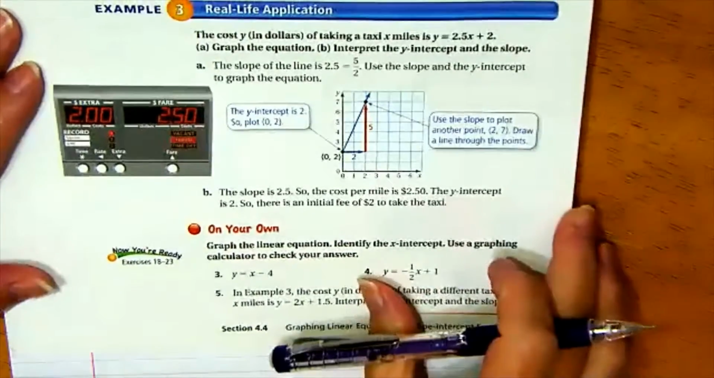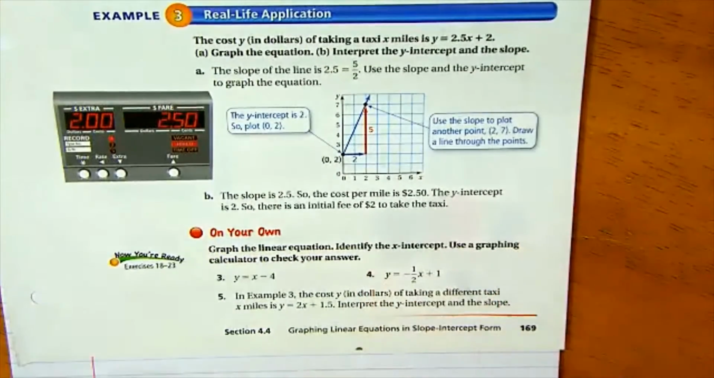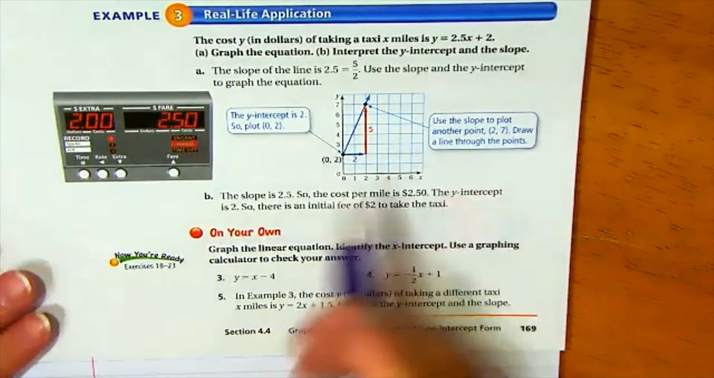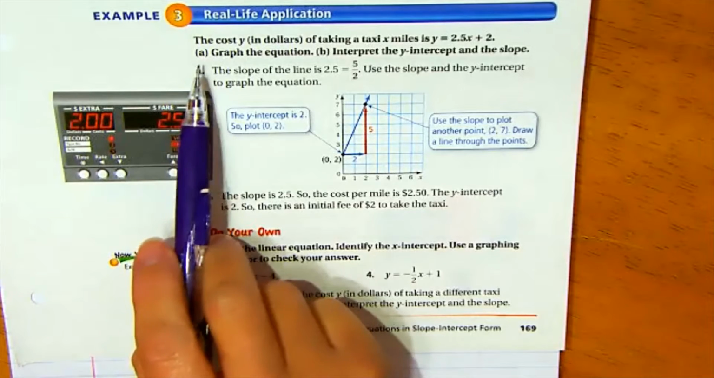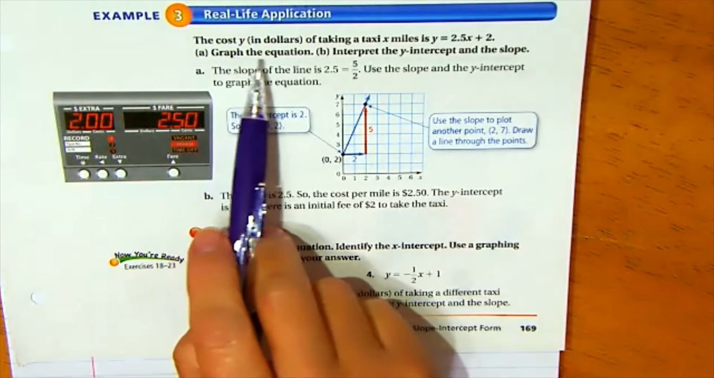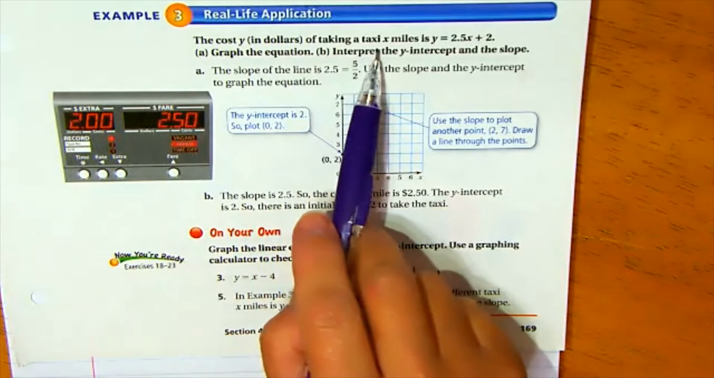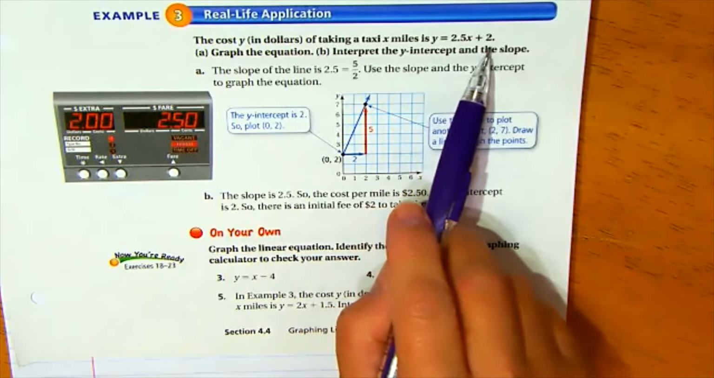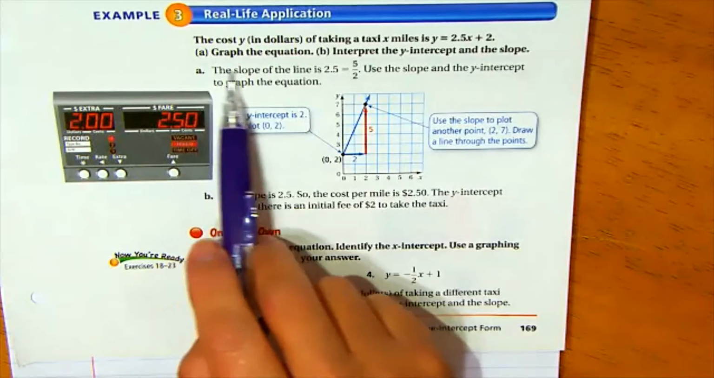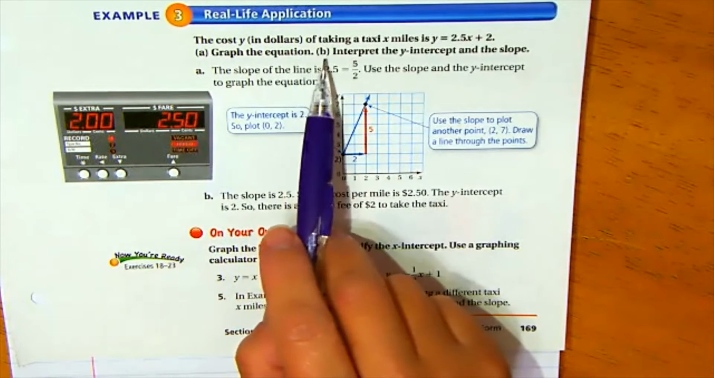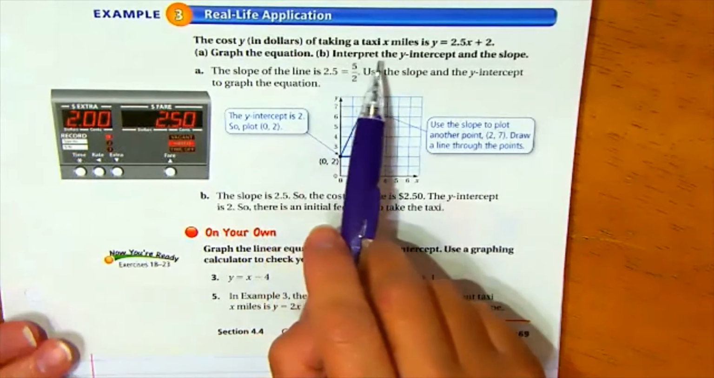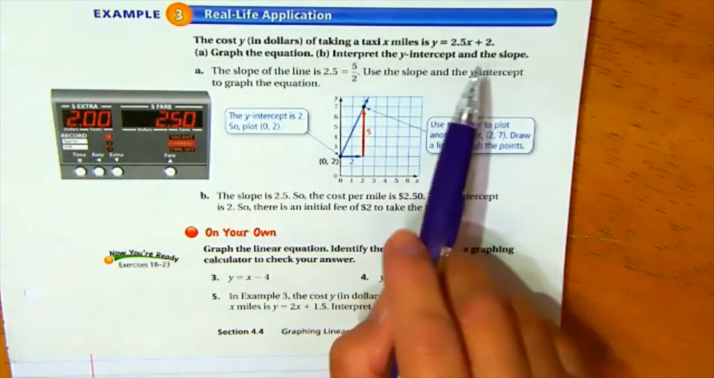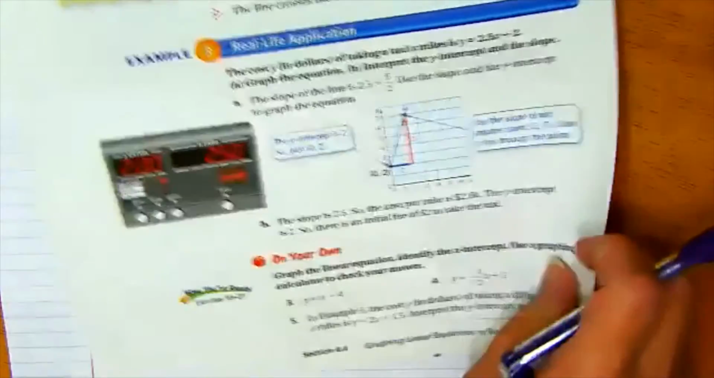Okay. So we're not doing any new math. We're just interpreting the math that we've been doing. So here in this problem, it's telling us the cost y in dollars of taking a taxi x miles is y equals 2.5x plus 2. A, graph the equation, and B, interpret the y-intercept and the slope.